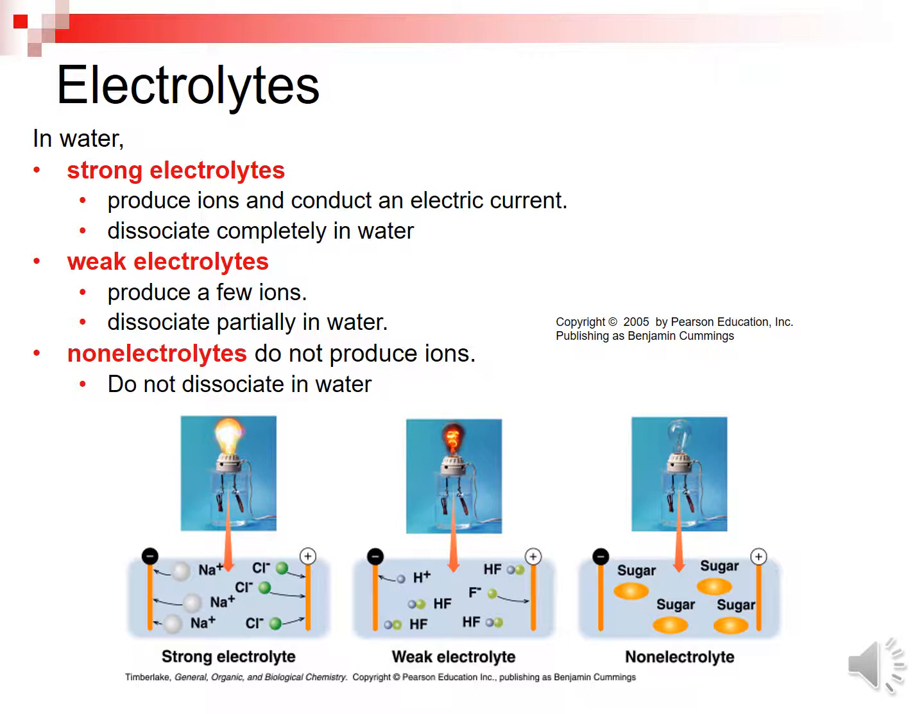There are some solutions, such as weak acids, that are considered weak electrolytes. They only produce a few ions in water. They only dissociate partially in water, and so they will light the light bulb dimly, but not as brightly as a strong electrolyte. Non-electrolytes, like sugar, dissolve in water, but they don't break up into ions. They don't ionize, and so we would call sugar a non-electrolyte. It does not light the light bulb.